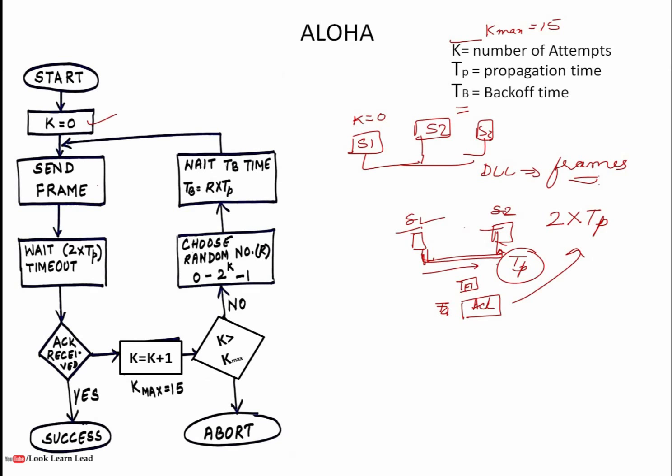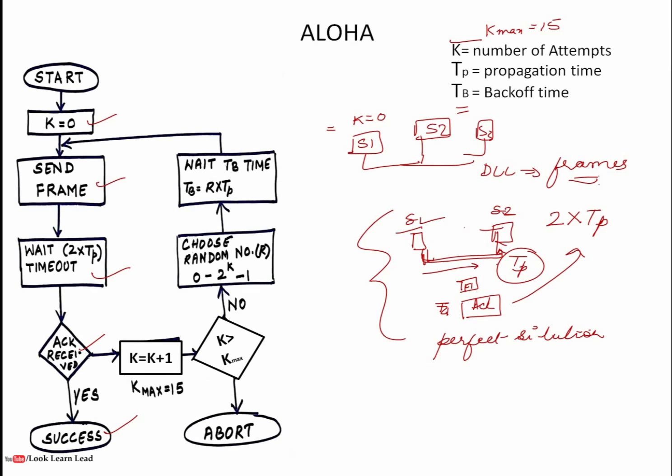Let's see when there is no problem, no collision or anything. Suppose S1 has sent a frame to S2 and it has received the acknowledgement. This is the perfect situation. S1 initialized K equal to 0, sent a frame, and after sending the frame, it would be waiting for the timeout. The timeout is the round trip propagation, that is 2 into propagation time, for receiving the acknowledgement. If the acknowledgement is received, that means everything is perfect, it is a success, the frame has been sent.